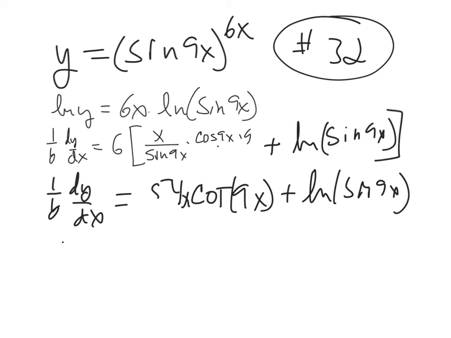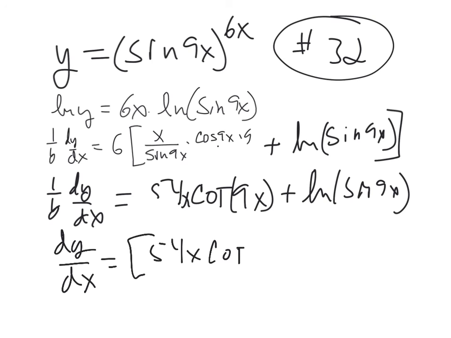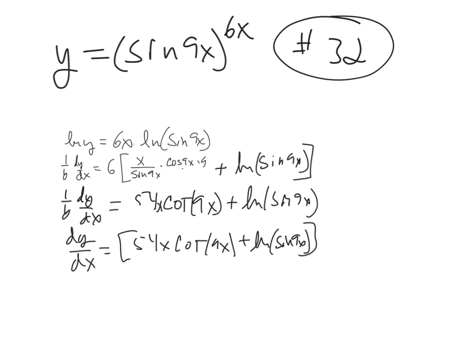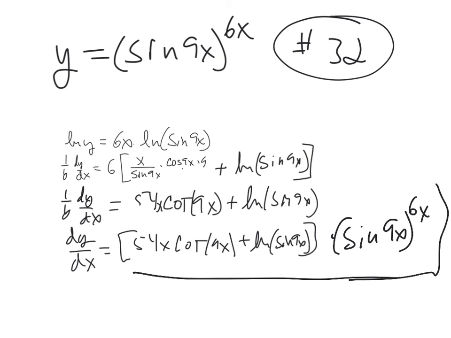Then we're going to multiply both sides by y. So 54x cotangent of 9x plus the natural log of sine of 9x times that original y value. I'm going to have to squeeze it down here. Or maybe I can shrink it up a little bit here. I can. All right, so then I'm going to multiply that times sine of 9x to the 6x. And that is what they were looking for as an answer. Okay, so watch out for those chain rules.